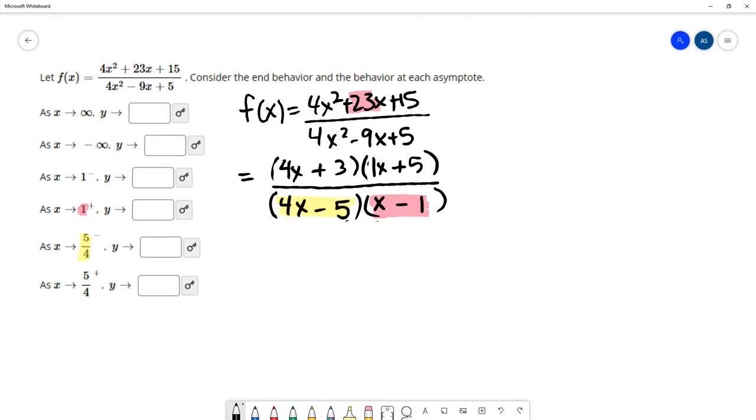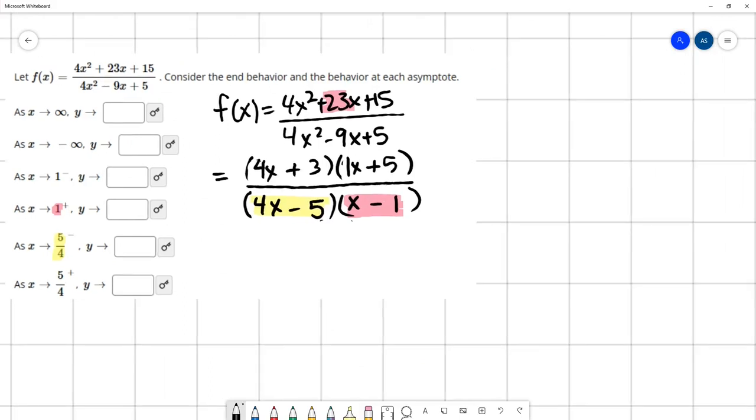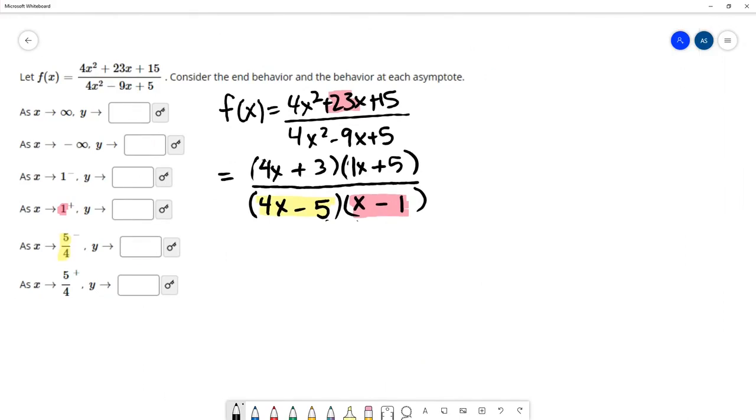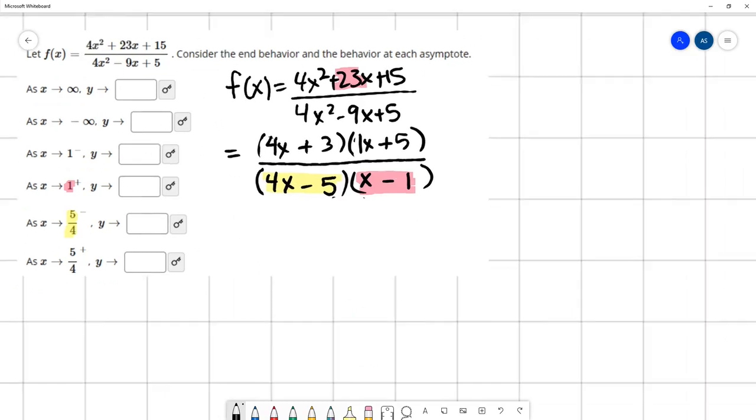So those are our vertical asymptotes. Now I'm going to show you a technique to figure out whether the vertical asymptotes will approach positive infinity or negative infinity. By definition, when you have a vertical asymptote, as your x gets closer to that number, the y approaches either infinity or negative infinity. We want to figure out which one.